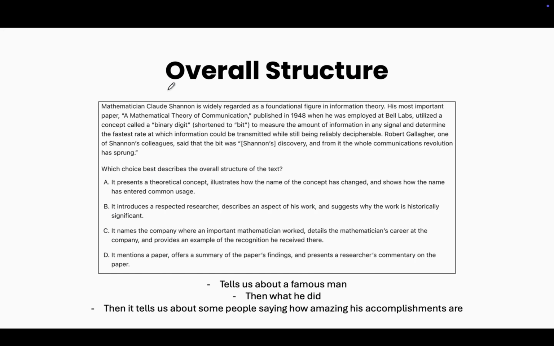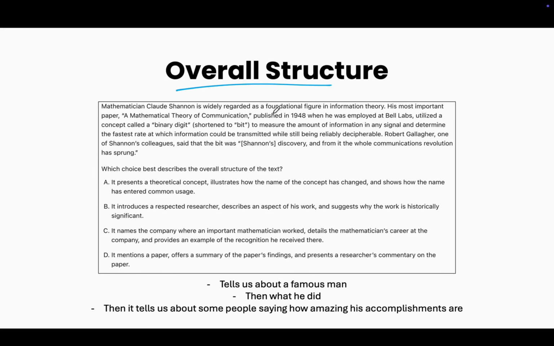Now, let's move on to my favorite question type, overall structure questions. The reason why it is my favorite question type is because I always predict exactly what the answer is going to say, even before checking them. So, how do I do this? Well, I use the paper method. Let me show you what I mean.